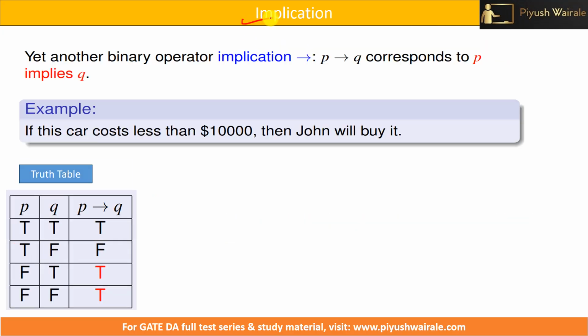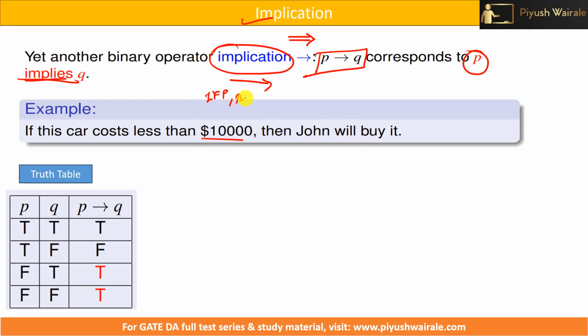Okay, now about the implication. It is another binary operator, basically implication, indicated by the symbol of this arrow, or in some cases this is also a symbol of implication, right? So how to read this? P implies Q. It means that if this car costs less than $10,000, then John will buy it, right? So if P happens, then Q will happen, right? This is basically P implies Q.